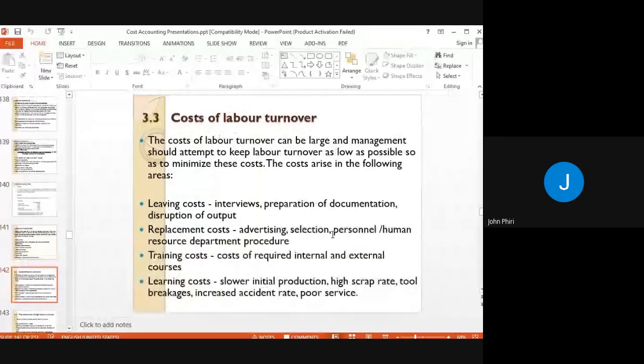Then I was also saying there are costs of labor turnover. When people leave, there are costs. These costs include when you interview for them before they leave.